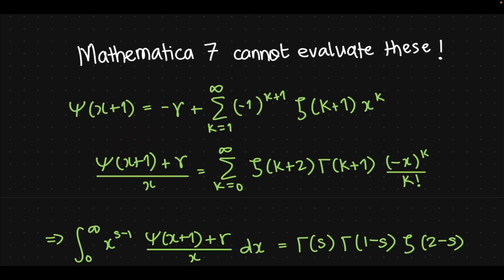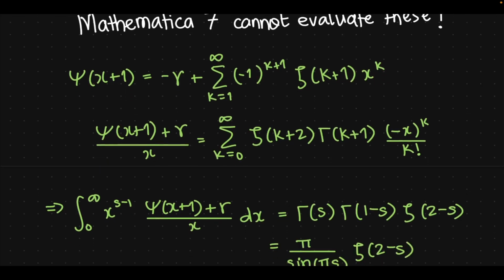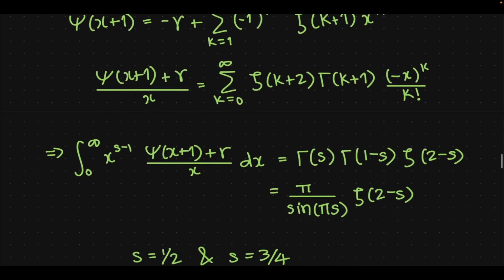Digamma of x plus 1 is minus Euler-Mascheroni plus sum from k equals 1 to infinity minus 1 to the k plus 1 Riemann Zeta of k plus 1 times x to the k. We do a similar procedure. So what we're going to do is we're going to take the Euler-Mascheroni, add that. So digamma of x plus 1 plus Euler-Mascheroni over x, so we divide by x as well, gives sum from k equals 0 to infinity, Riemann Zeta of k plus 2, gamma of k plus 2, times minus x to the k over k factorial. So the gamma of k plus 1 is basically cancelling the k factorial because that wasn't there before. And this nicely fits into the RMT form for lambda.